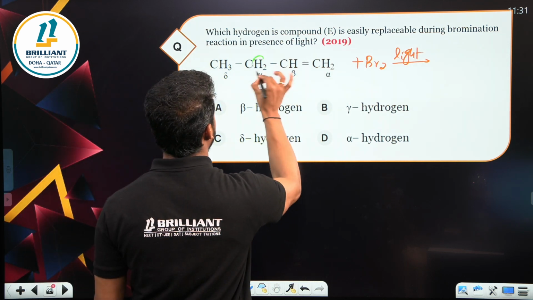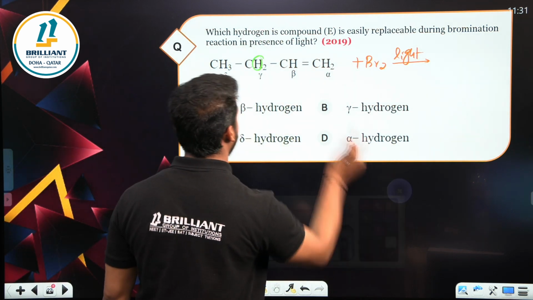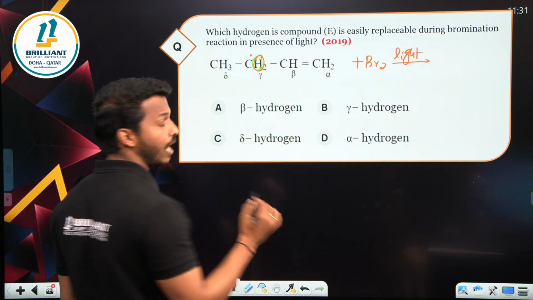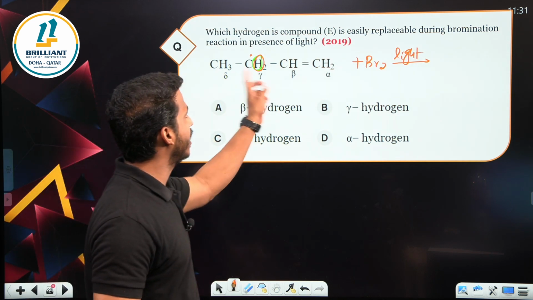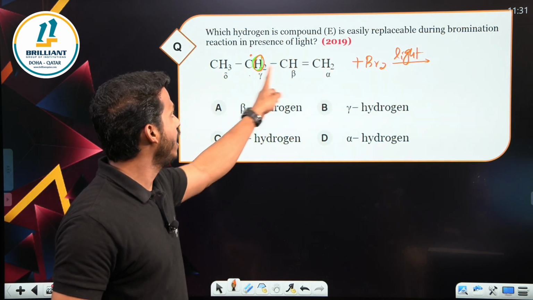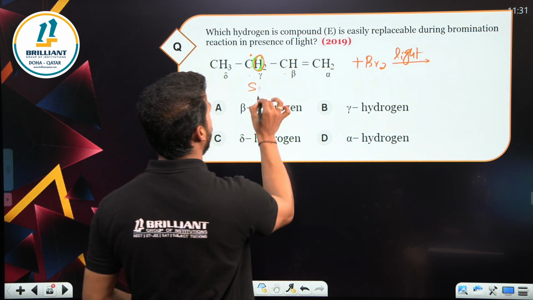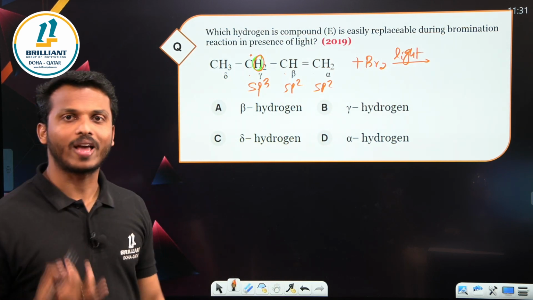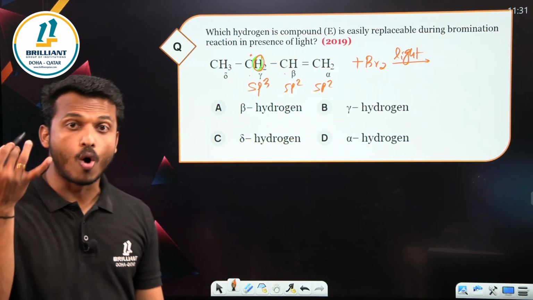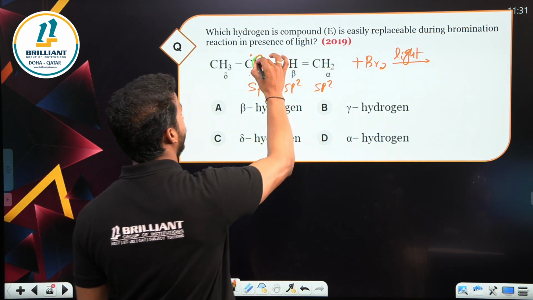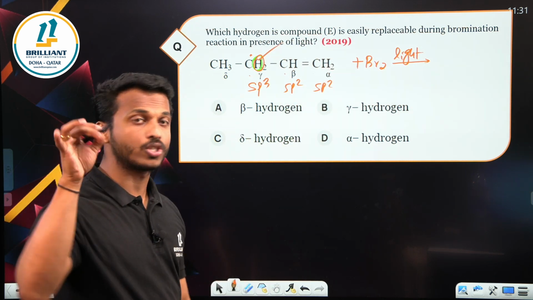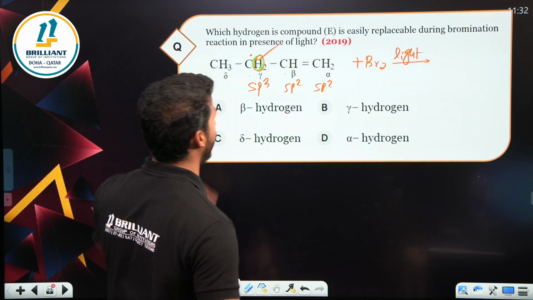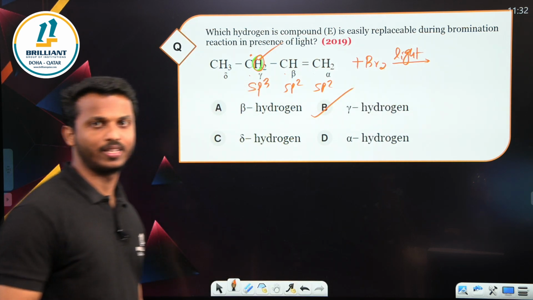Let me take hydrogen from this carbon, dear all. Why am I taking hydrogen from this carbon? Because if you remove hydrogen from this carbon, you will get what? It undergoes a free radical mechanism. This is just like an allyl group. Yes or no? sp3, sp2, sp2. What is an allyl group? sp3, sp2, sp2. Allyl carbocation, allyl free radical, these are more stable. So you should take hydrogen from this carbon because it gives a more stabilized free radical. So dear all, I'm taking hydrogen from gamma because it's the allylic one, a gamma hydrogen.